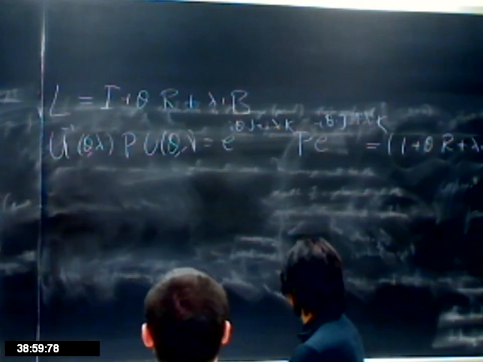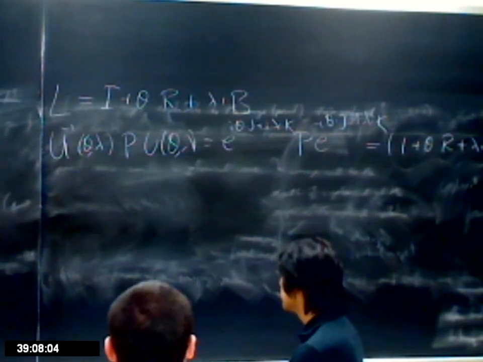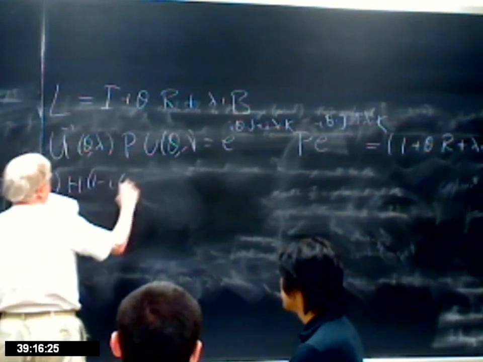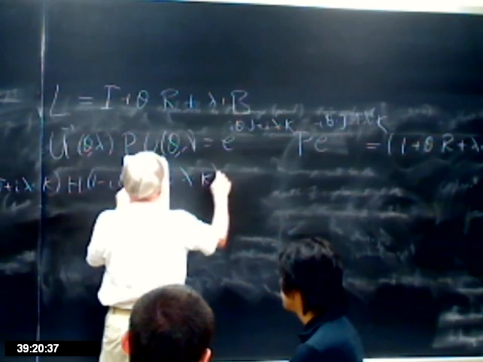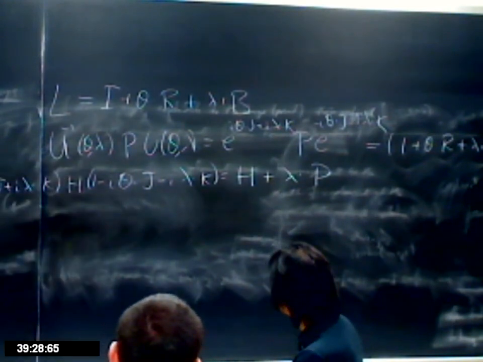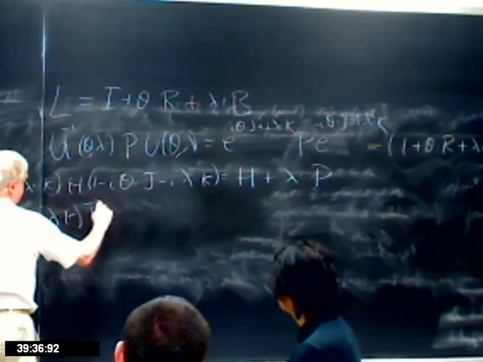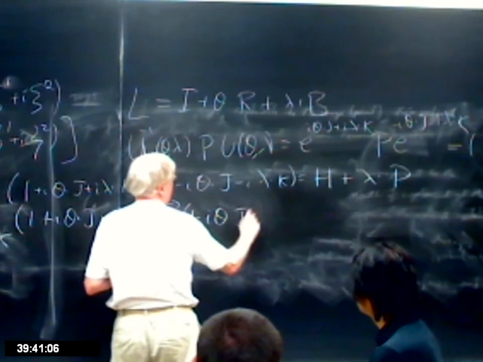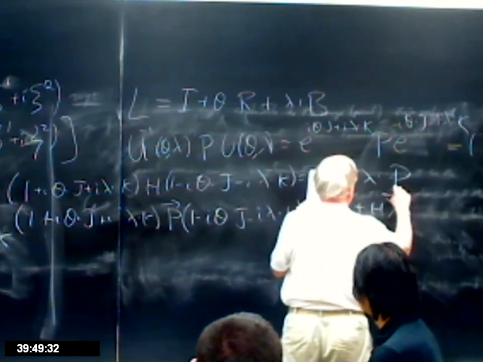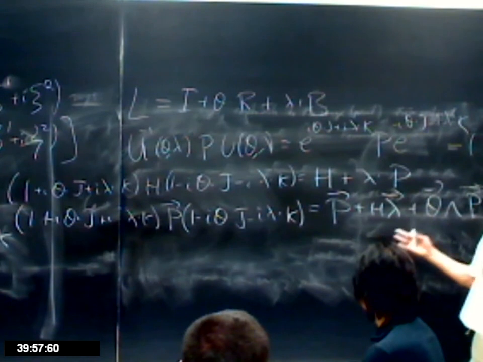And a convenient way of writing these is to say that 1 plus i theta dot J plus i lambda dot K, the Hamiltonian, 1 minus i theta dot J minus i lambda dot K, is H plus lambda dot P. This is the statement that H transforms as the time component of a 4-vector. And the other one, i theta dot J plus i lambda dot K, P, the 3-vector, minus i theta dot J minus i lambda dot K, is P plus H lambda, plus a rotation of P. Remember, this was the way a four-vector transforms under an infinitesimal Lorentz transformation.